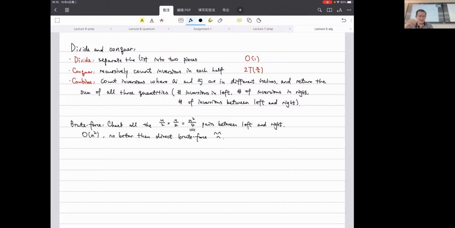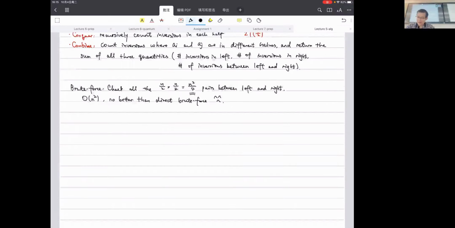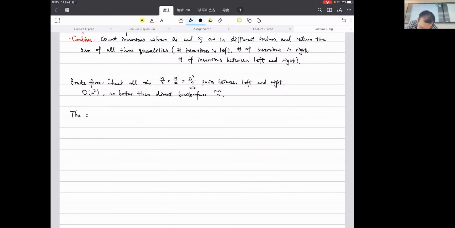If there's only one combine step and it is already basically the same as the original brute force, there's just no sense to consider a divide and conquer algorithm. Here we should really set a higher goal, because probably this is not the best way to do the merge. So the goal here is that the combine of the inversion counting problem can also be done in linear time.